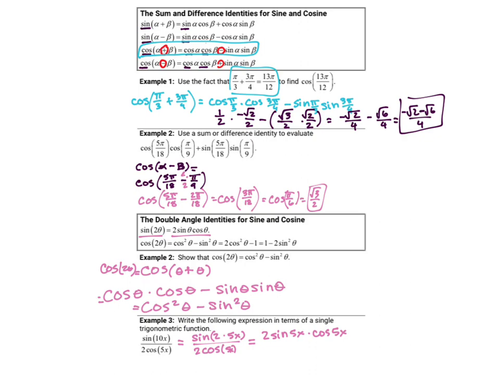Well, we're using this identity up here, 2 sine theta cosine theta, and theta is 5x. So we have 2 sine 5x cosine 5x divided by 2 cosine 5x. I didn't mess with the bottom at all. Now what cancels? The 2's and cosine of 5x. So a single trig identity here is going to be sine of 5x. It says write the following expression in terms of a single trig identity, and we did. One single identity, sine of 5x.